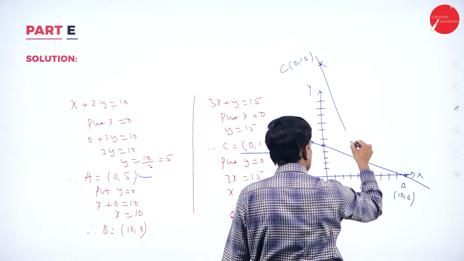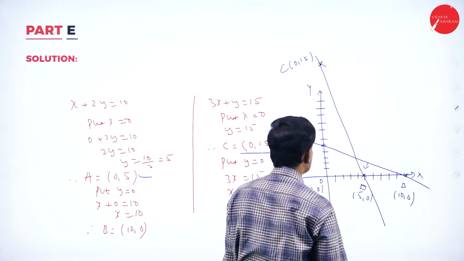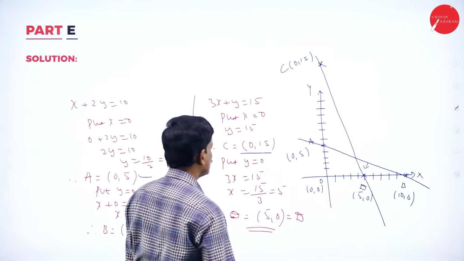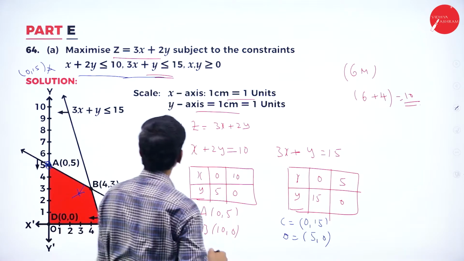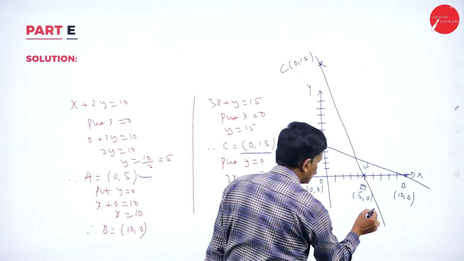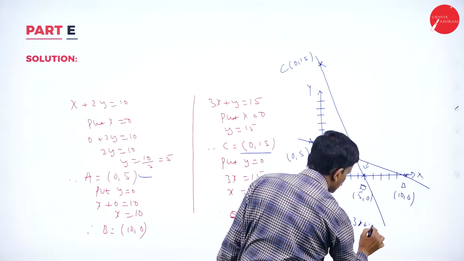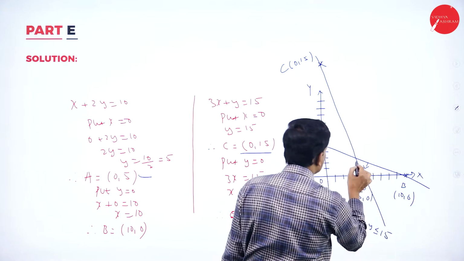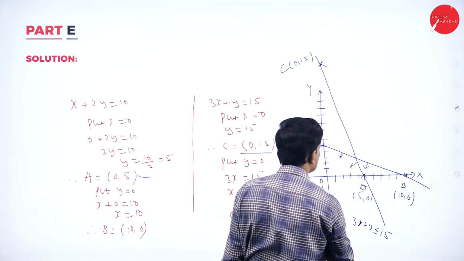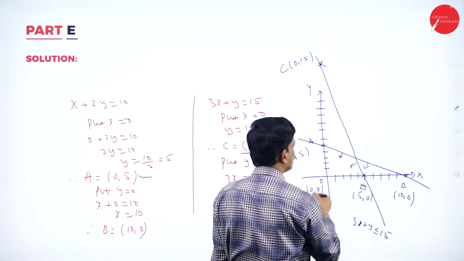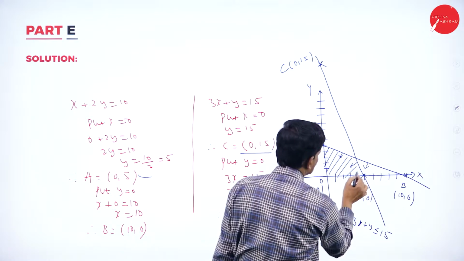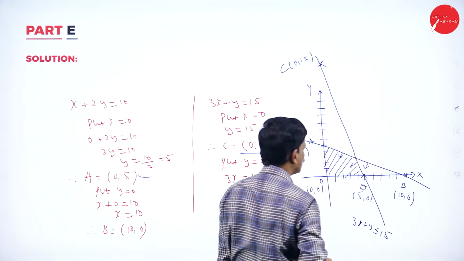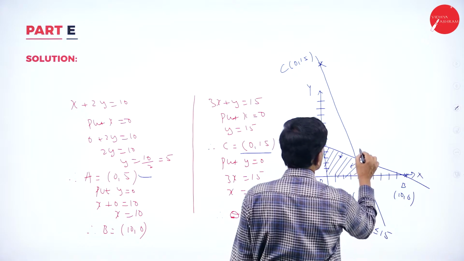Just draw like this. Again, what is this equation? The equation is 3x plus y is less than or equal to 15. The feasible region is towards the origin. So therefore this is the feasible region, and this is the point of contact. Now let us represent this as E.